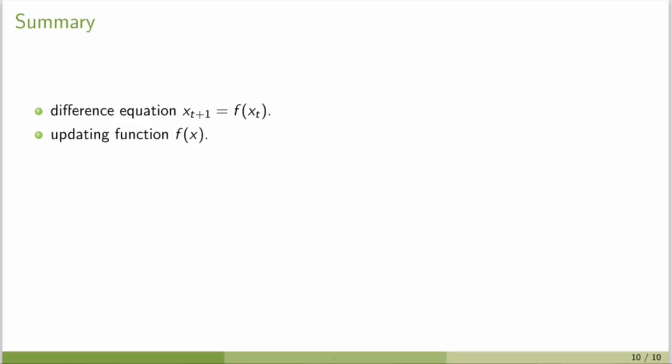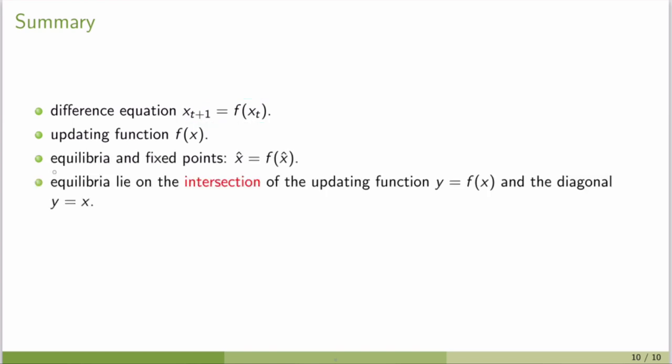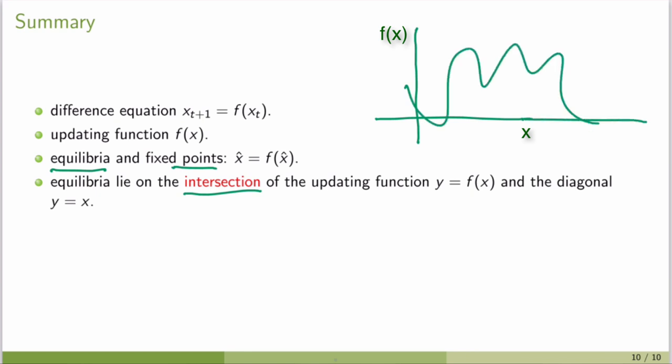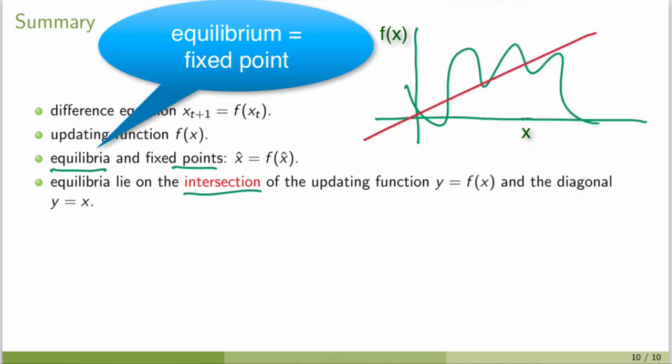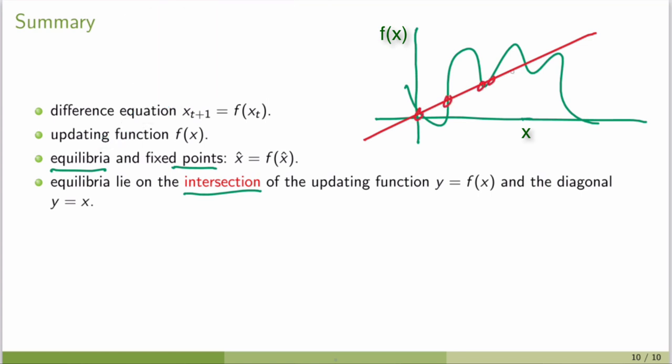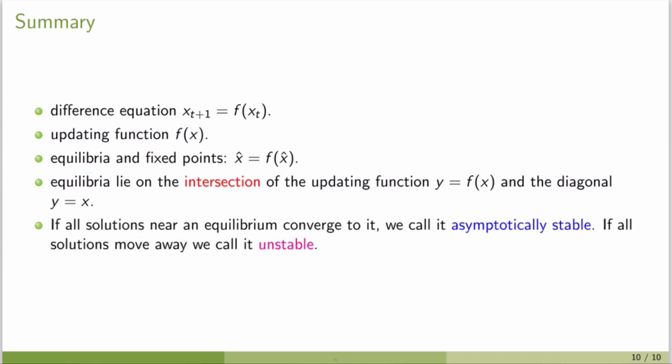So let's summarize. First of all, we looked at difference equations of the form x t plus 1 is equal to f of x t, where we play around with the updating function f. And we saw that equilibria or fixed points arise as intersection points of the updating function and the diagonal. So what we have to do in the future is we just plot the updating function, which can be more complicated than we had it so far, and then we plot the diagonal line, and then we can just read off the fixed points, right? So then the fixed points would be here and here and here and here and here. So very simple. We talked about stability. If solutions near an equilibrium converge to the equilibrium, we call it asymptotically stable. If solutions move away, we call it unstable.